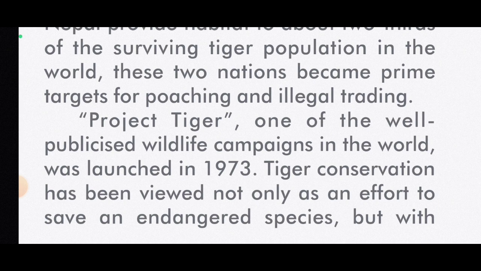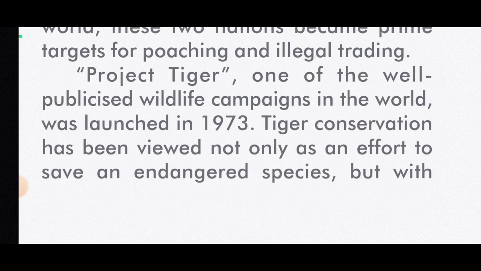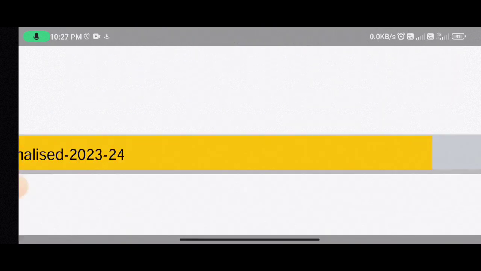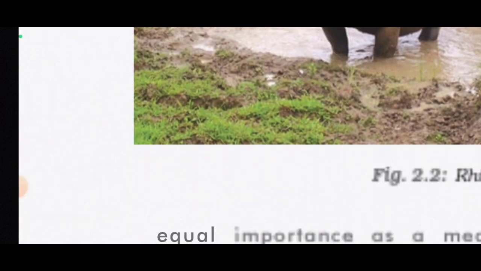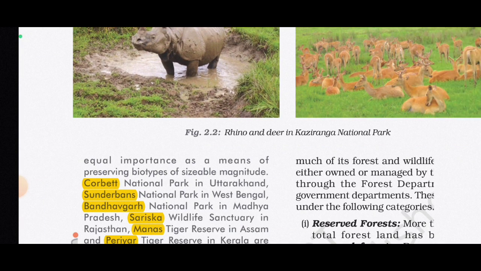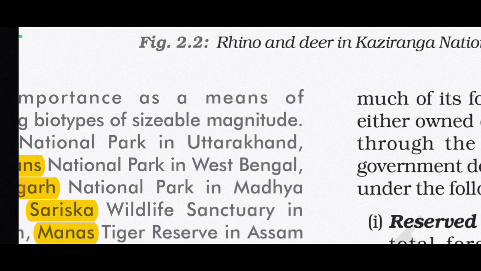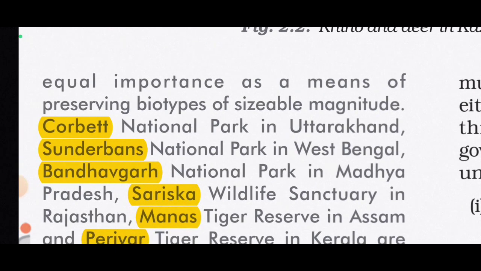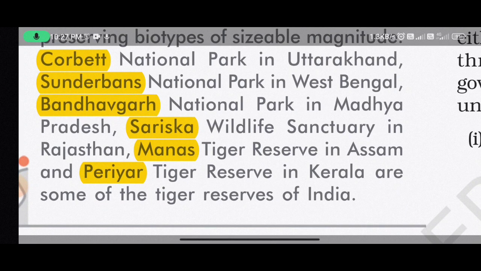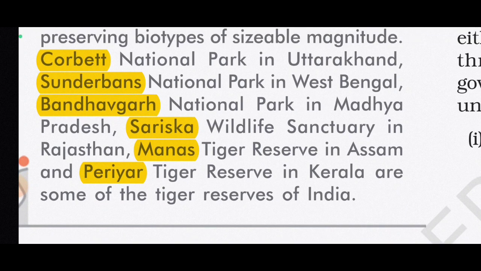Tiger conservation has been viewed not only as an effort to save an endangered species but with equal importance as a means of preserving biotypes of sizable magnitude. Corbett National Park in Uttarakhand, Sundarban National Park in West Bengal, Bandhavgarh National Park in Madhya Pradesh, Sariska Wildlife Sanctuary in Rajasthan, Manas Tiger Reserve in Assam and Periyar Tiger Reserve in Kerala are some of the tiger reserves of India.